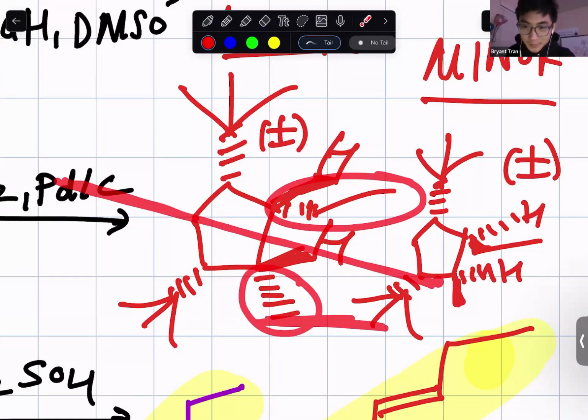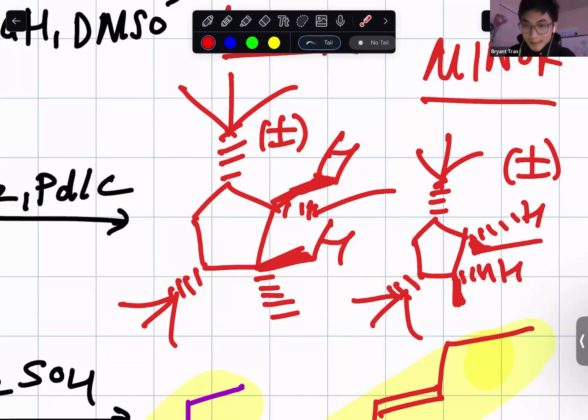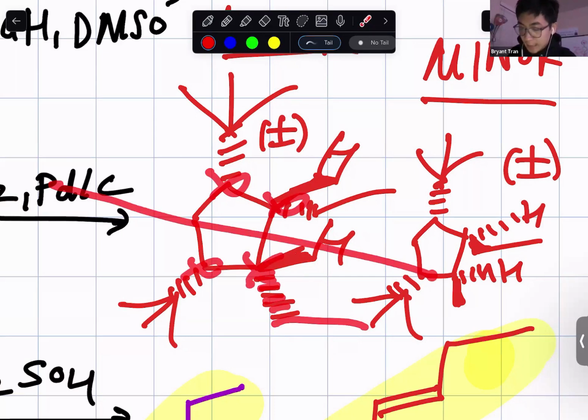If it was meso, it would still not be racemic. If it was meso, we cannot say racemic, because racemic is a 1-to-1 ratio of enantiomers, and enantiomers are chiral, right? Enantiomer molecules are chiral. Meso molecules are not chiral; they are achiral, even though they have chiral centers. The overall meso molecule is achiral because of this planar symmetry, and because of that achirality, we cannot say enantiomers or anything anymore.